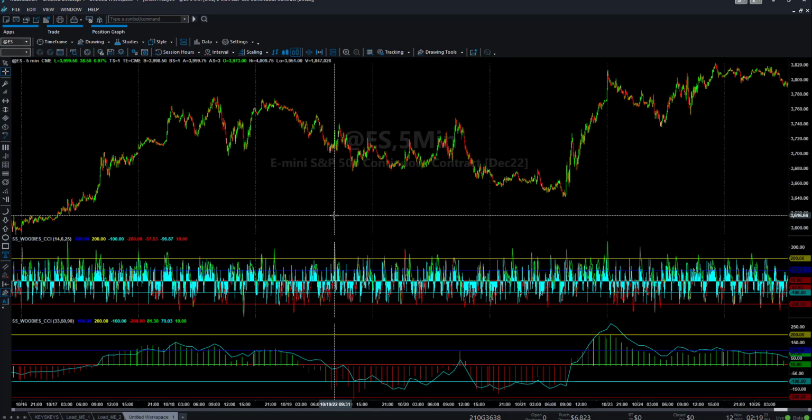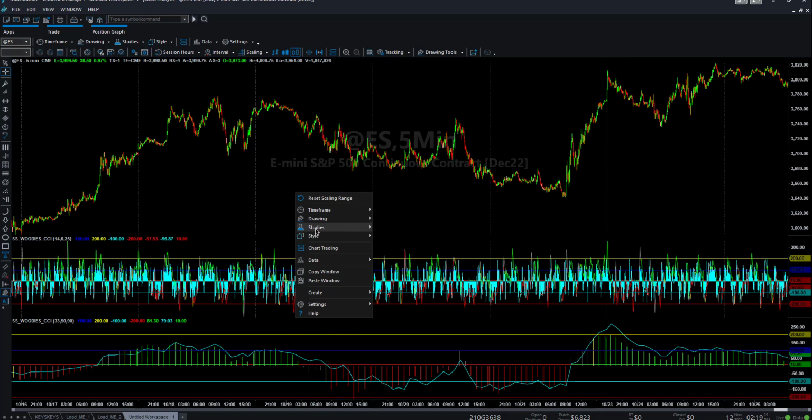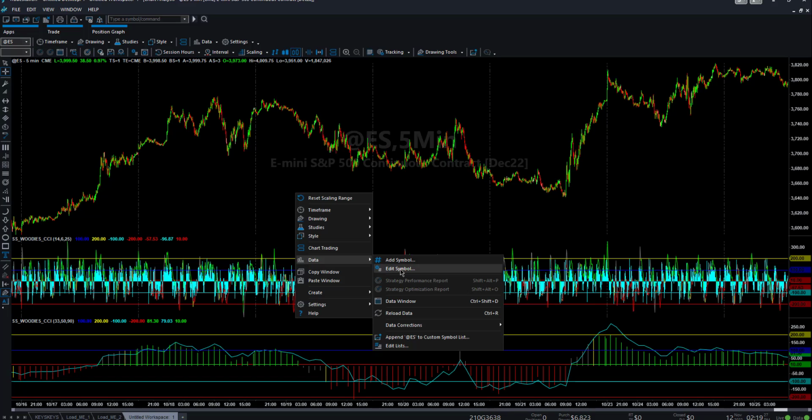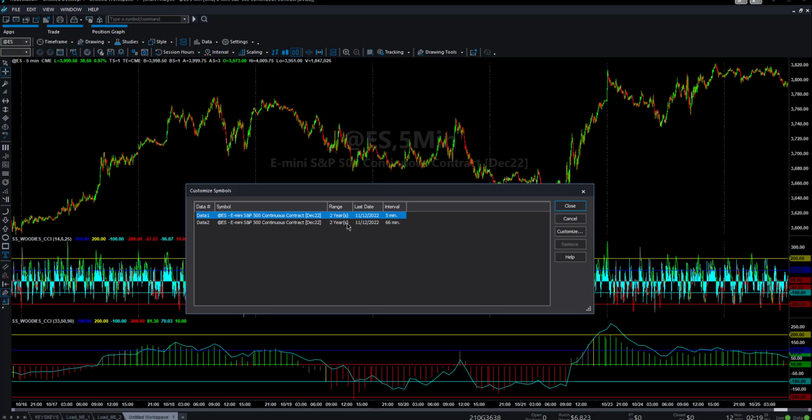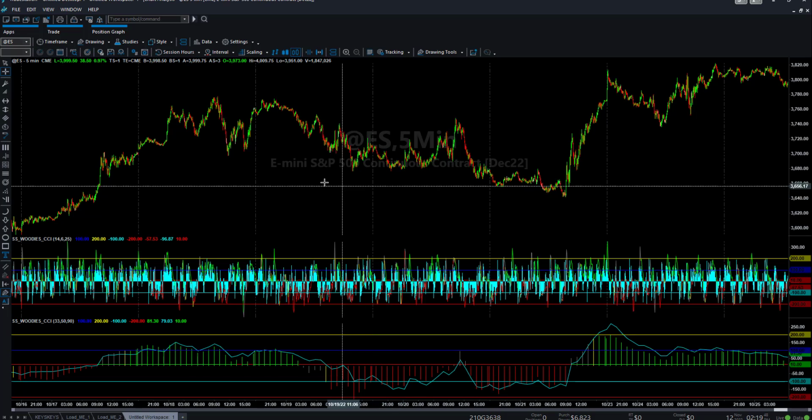First, let's check what data lines we have. We have 2 years of data plotted here, 5 minutes and 66 minutes. And we have disabled the visibility of data line number 2, which is 66 minutes, but we have placed an indicator on that, the bottom one.